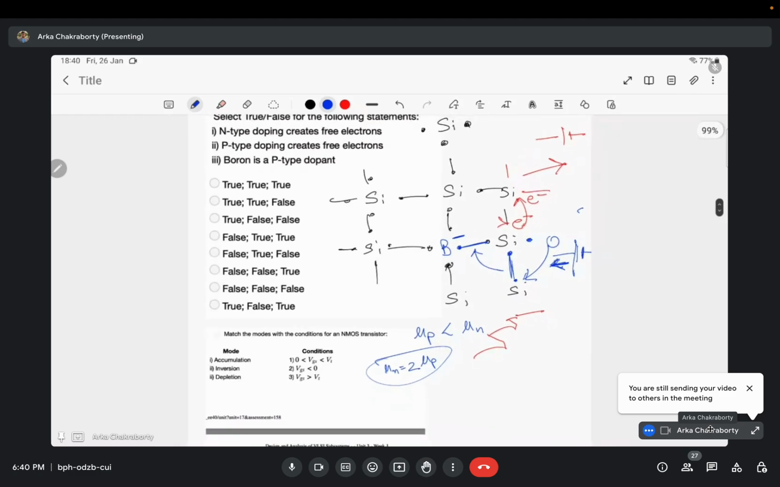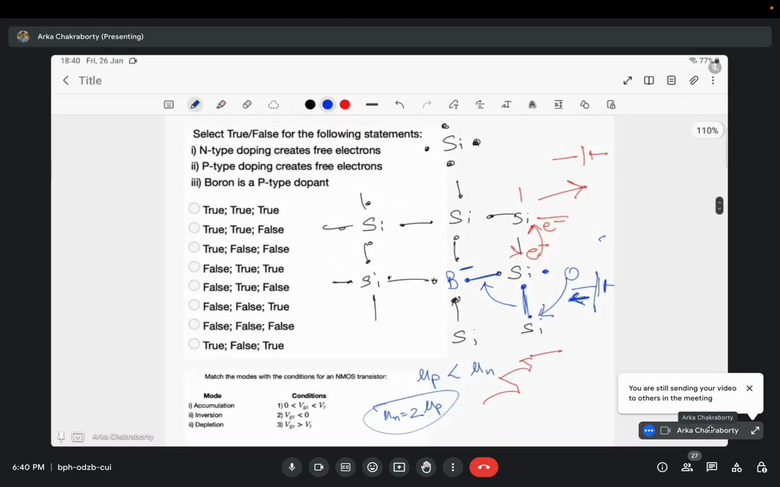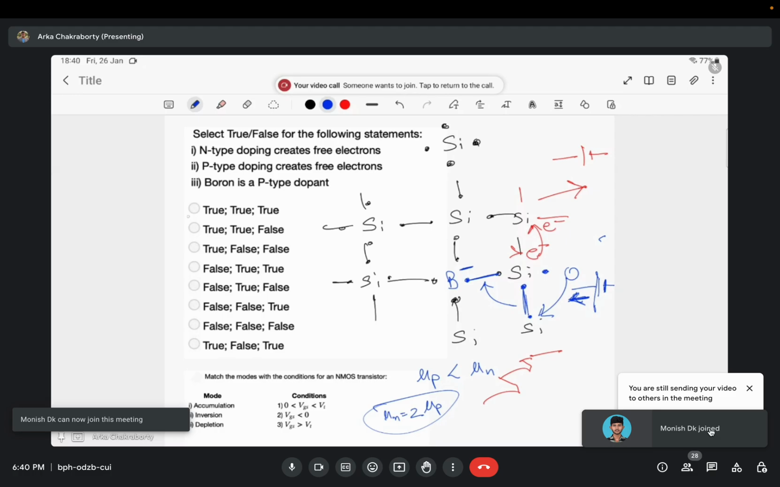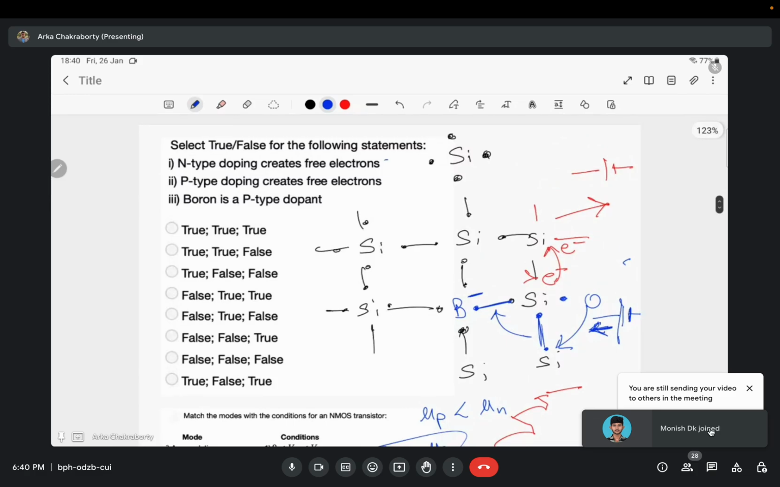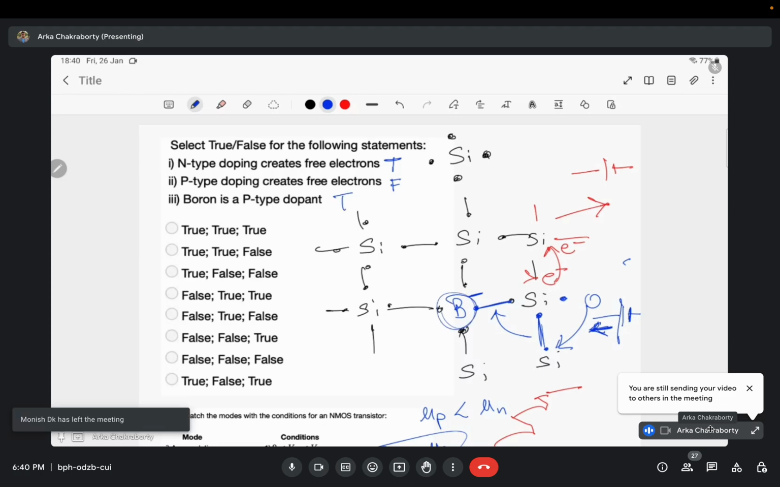So the statements were: n-type doping creates free electrons. True. N-type dopants have extra electrons in their valence, so they create free electrons. So the first one is true. P-type doping creates free electrons? No, they create free holes, so false. Boron is a p-type dopant? Yes, boron is a p-type dopant, as I have already mentioned here. So it is also true. So it is true, false, true.